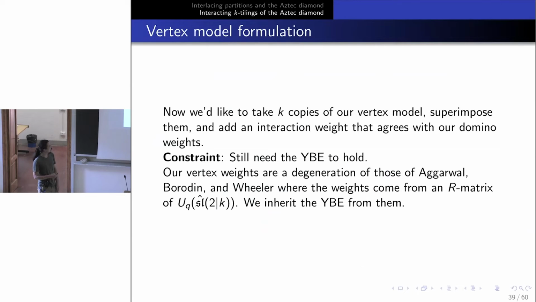For some reason, for these interactions, you still have integrability. And our integrability is actually coming from a much more general vertex model of Aggarwal, Borodin, and Wheeler, where they were studying supersymmetric SL2 and they have some R matrix for this quantum group. And the weights we have come from degenerating this R matrix. So we kind of just inherit the Yang-Baxter equation from their more general vertex model.